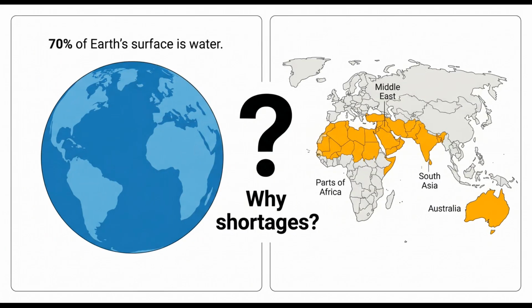Before we look at any numbers, let's think about this for a moment. If you look at Earth from space, it is blue. Oceans cover roughly 70% of the surface. Water is everywhere. Yet over 2 billion people live in countries facing significant water shortages. That seems like a contradiction. It is not a contradiction, it is a distribution problem.